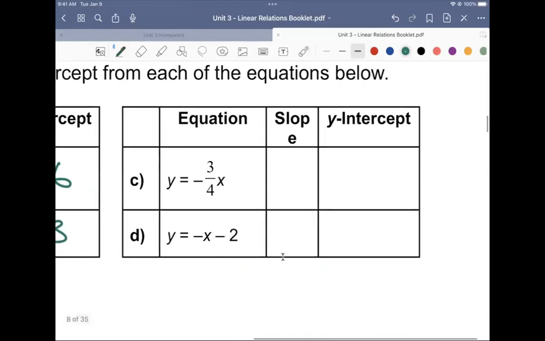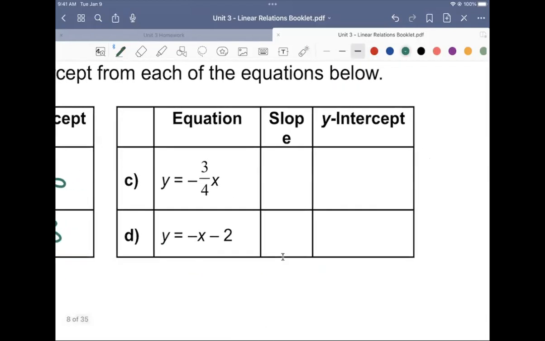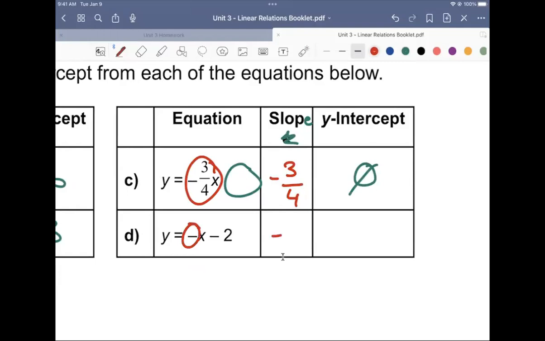If I take a look at the next equation, I should have made this a little bit bigger so that it fits right there, but we'll go with it. In front of the x, I have -3 over 4, so my slope is -3 over 4. I don't have a value, so I know it's 0. If I look here, I have a negative, so it's -1. And if I look here, it's -2.